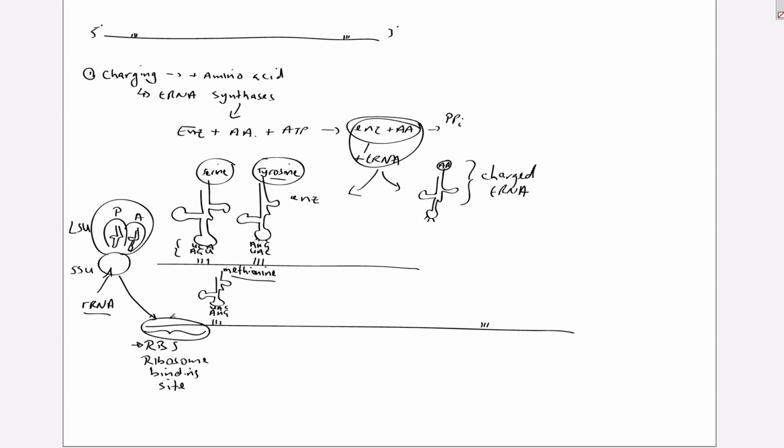Once the small subunit has recognized the ribosome binding site and the transfer RNA is in place, the small subunit moves down so that it's positioned nicely over the start codon, and only at this point, the very last thing to happen is the large subunit of the ribosome is joined on. And this first transfer RNA is nicely nestled in the P site. The A site is free.